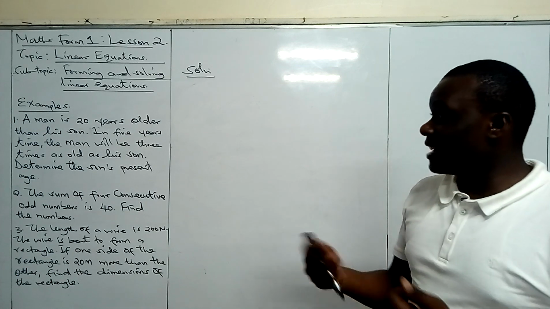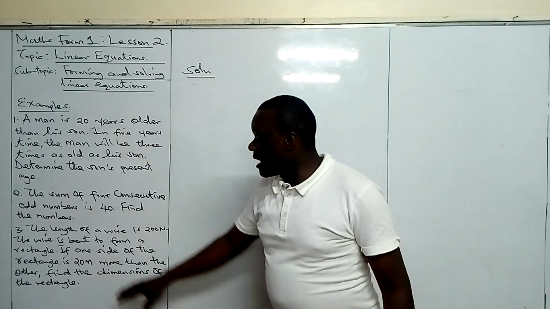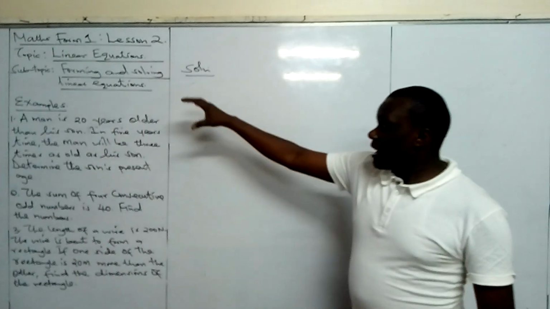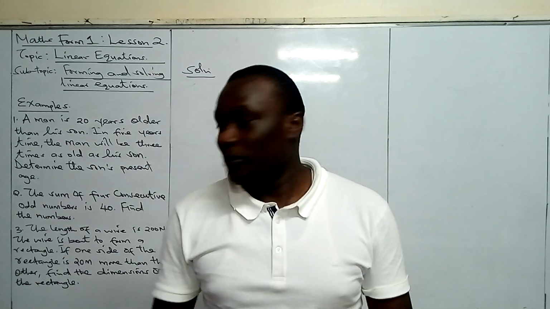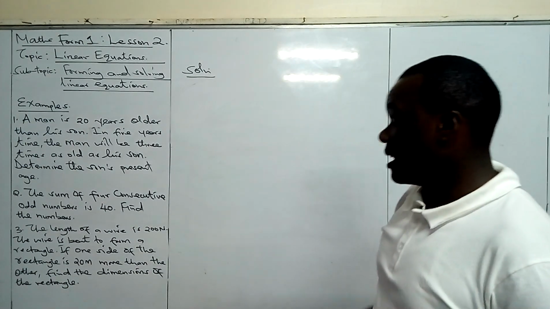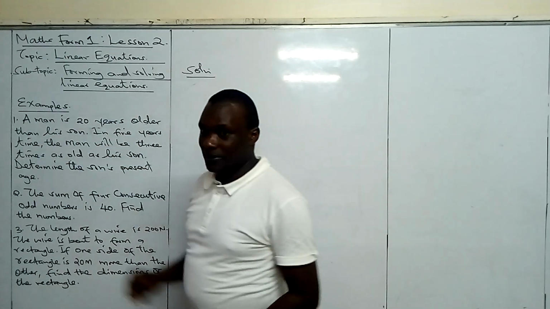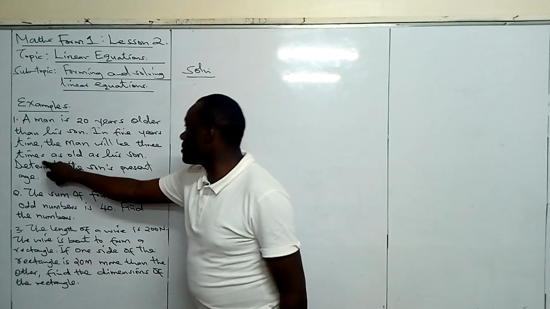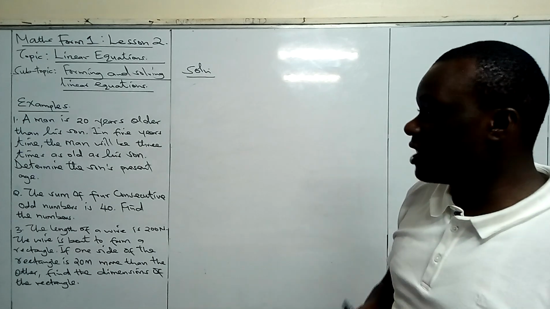As you know, in our daily lives, we encounter several equations, whereby some of them are in these particular examples that I've just written. So we shall achieve this objective of forming linear equations and at the same time solving them by looking at these 3 examples. The first one is saying that a man is 20 years older than his son. In 5 years' time, the man will be 3 times as old as his son. Examine the son's present age.